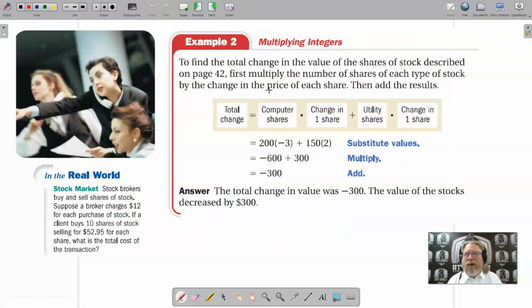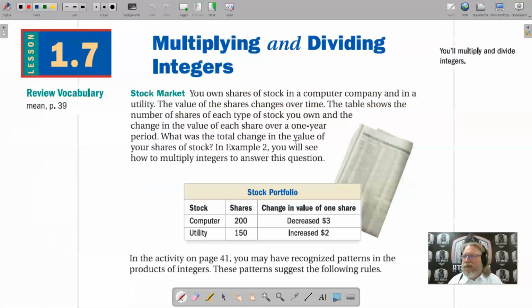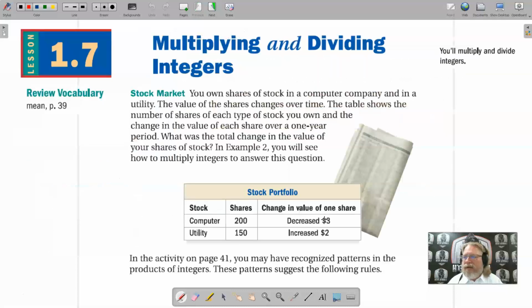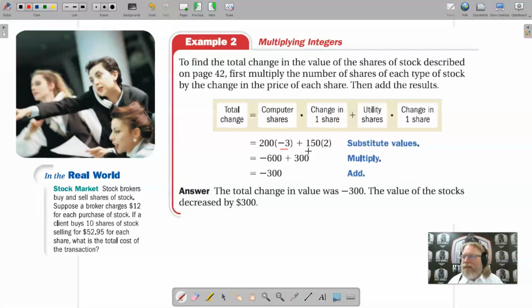So here's our stock market question that we had from our first page. And looking back at the math portion for this problem, we see that in order to find the total change, we have to take our computer shares and multiply them times the change in each of those shares. And if we look back and see 200 computer shares, you remember that they decreased by $3. So in our setup of our math problem, we have that as a negative 3.